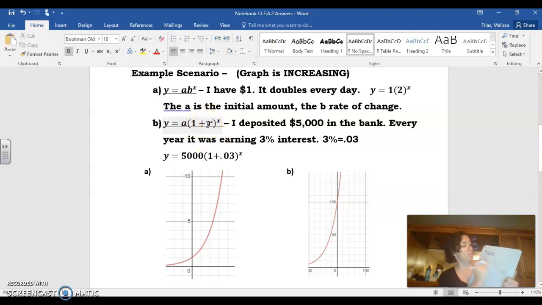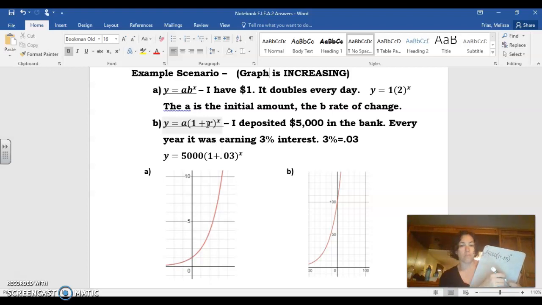So basically it would look like this. It would be 5,000 times 1 plus 0.15, and it would be to the x. So this would be for that.